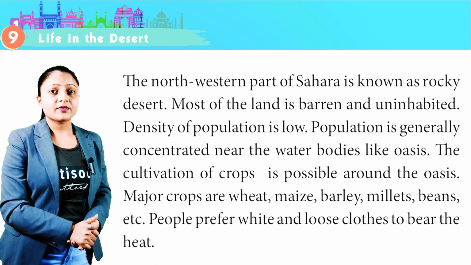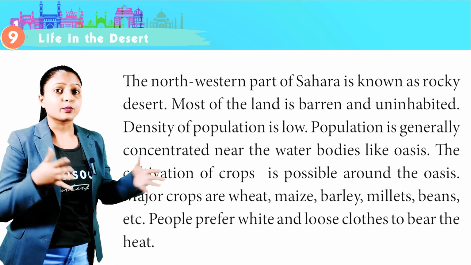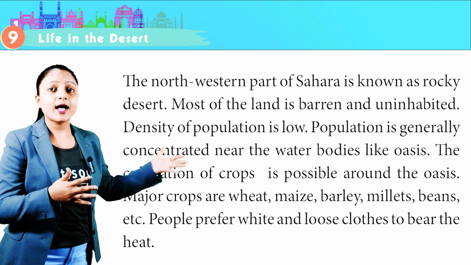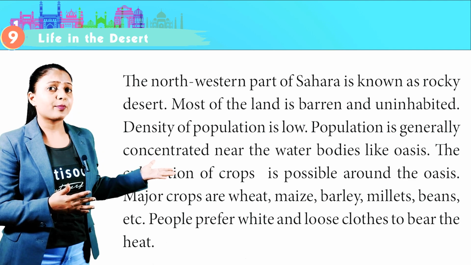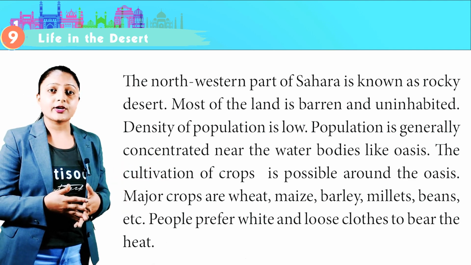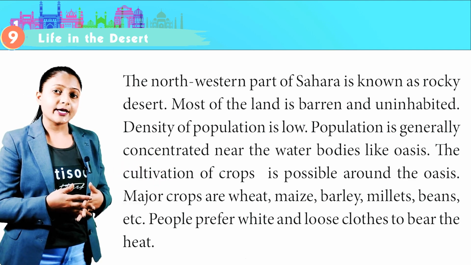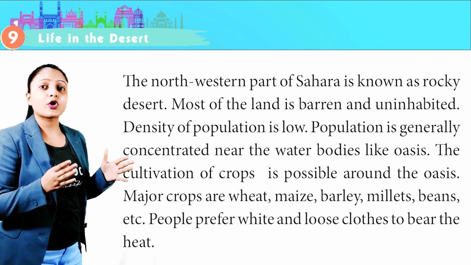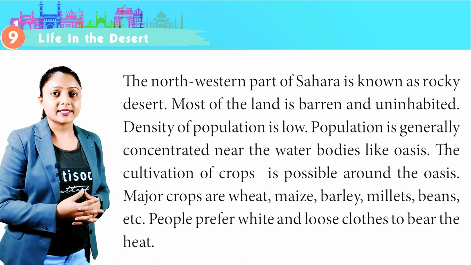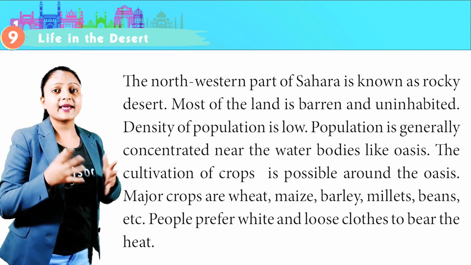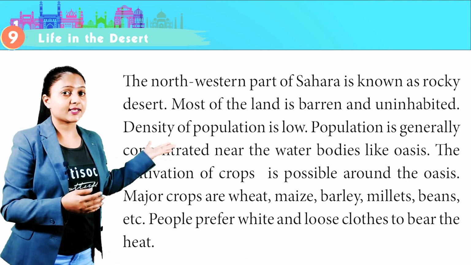The northwestern part of Sahara is known as rocky desert. Most of the land is barren and uninhabited. Density of population is low. Population is generally concentrated near the water bodies like oasis. Cultivation of crops is possible around the oasis. Major crops are wheat, maize, barley, millet, beans, etc.